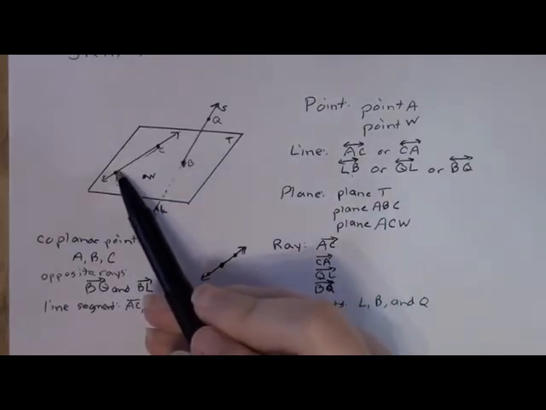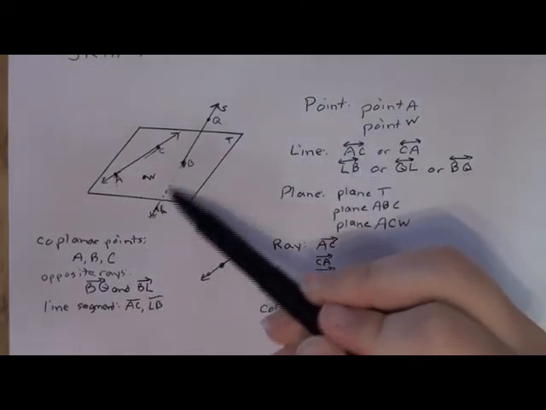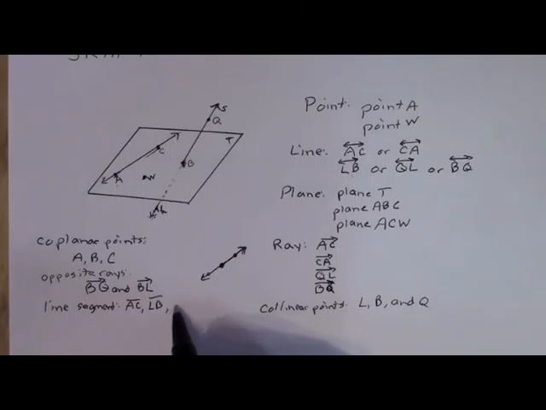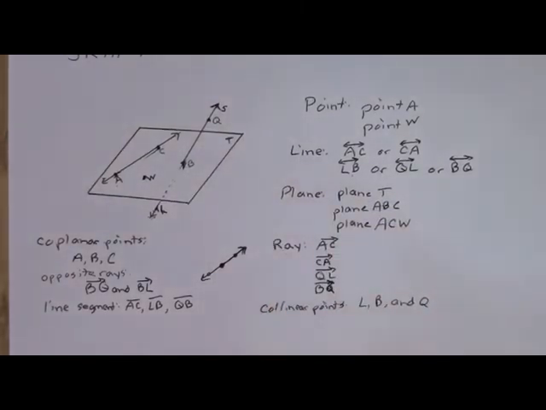So line segment AC goes directly from A to C and stops. We could go LB, goes directly from L to B and then stops. We could go QB, goes directly from Q to B and then stops, and so on.